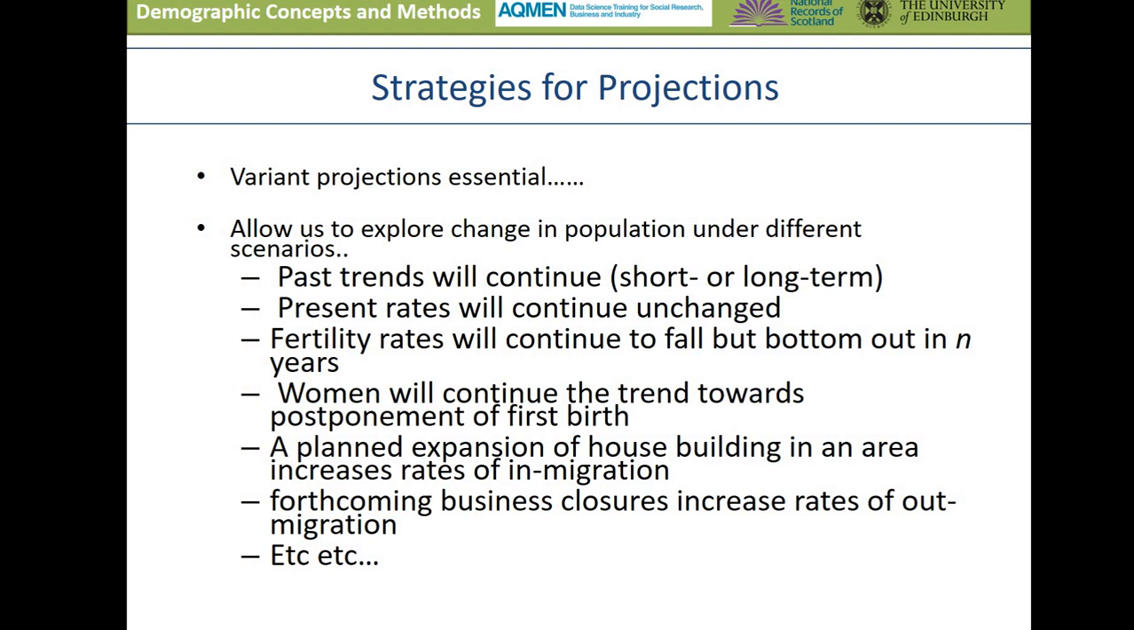We can assume present rates will remain unchanged. We might assume that fertility rates will continue to fall, but will level out at a particular level of fertility, or after a certain number of years. We can assume that things we observe in society, such as postponement of first birth to later ages, continue or not. Or we can make our projections respond to things like expansion of house building that might increase rates of in-migration, or closure of businesses that are anticipated that might lead to increases in rates of out-migration, and many other different options.